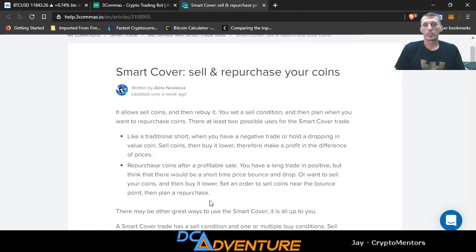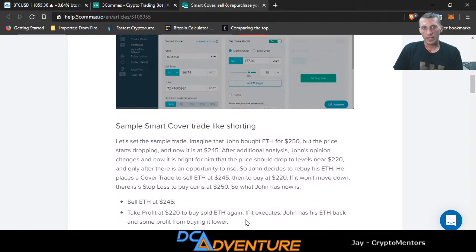There are at least two possible uses for smart cover trade. Like a traditional short, when you have a negative trade or hold a dropping in value coin, sell coins, then buy it lower. Therefore, make a profit in the difference of prices. Repurchase coins after a profitable sale. You have a long trade in positive, but think that there would be a short time price bounce and drop. Or you want to sell your coins and then buy it lower. Set in order to sell coins near the bounce point, then plan a repurchase. There may be other great ways to use smart cover. It's all up to you. And again, I don't really use it.